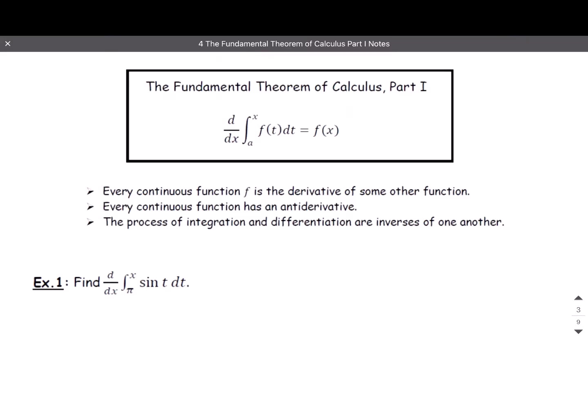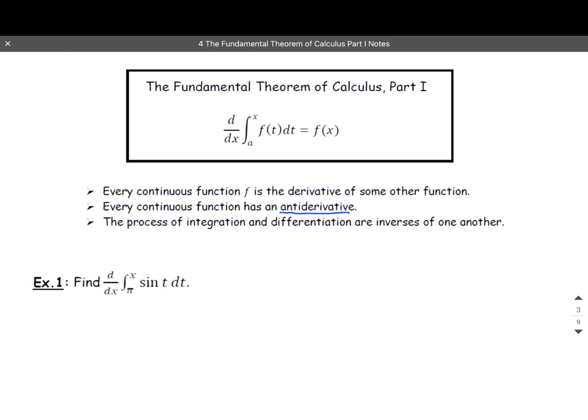Okay, so the Fundamental Theorem of Calculus Part 1 says that the derivative with respect to x of the integral from a constant to x of f of t dt is f of x. It means that every continuous function f is the derivative of some other function. Every continuous function has an antiderivative.